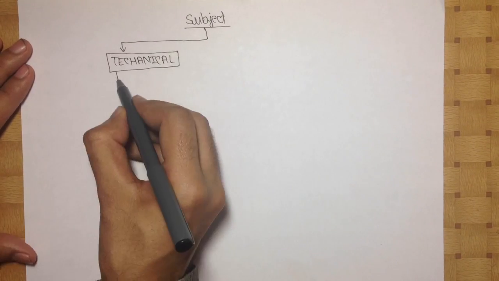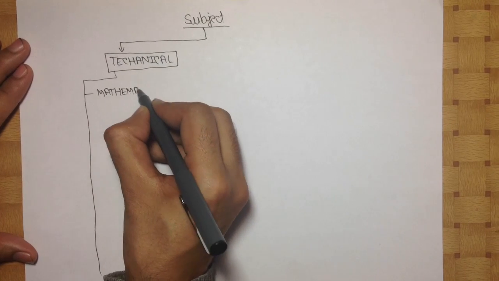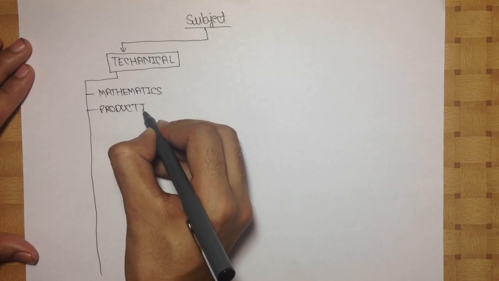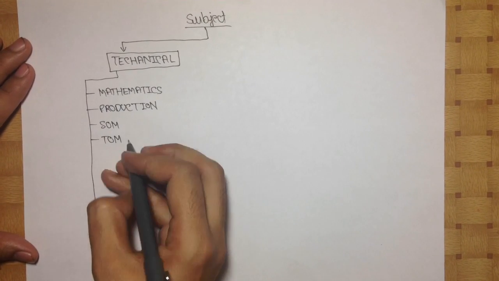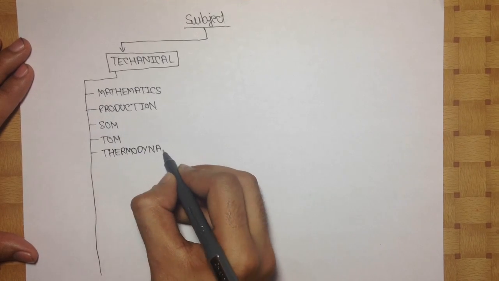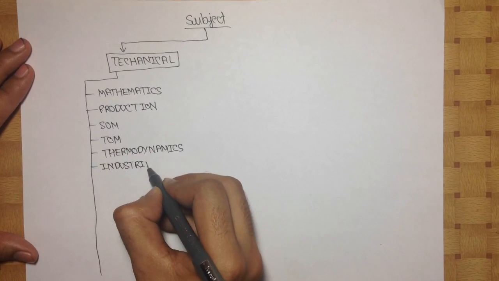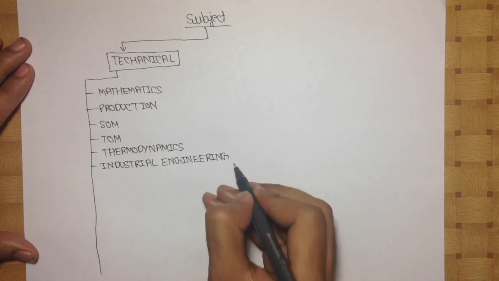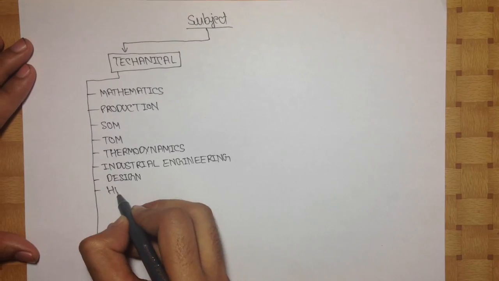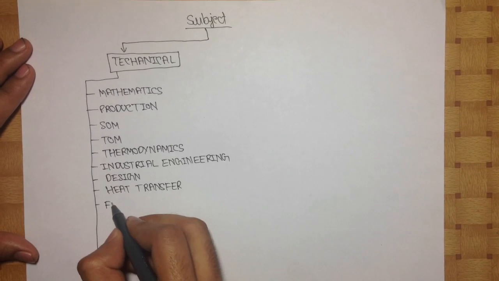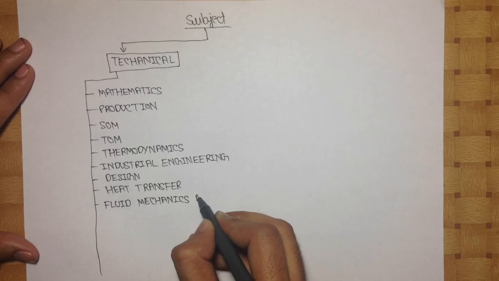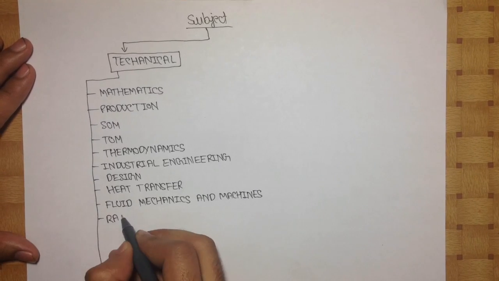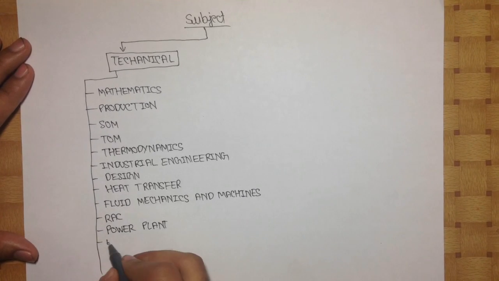If we talk about the technical subjects, they are mathematics, production, SOM, TOM, thermodynamics, industrial engineering, design, heat transfer, fluid mechanics and machines, RAC, power plant, engineering mechanics, IC engine, engineering materials, and the additional subject is English and aptitude.